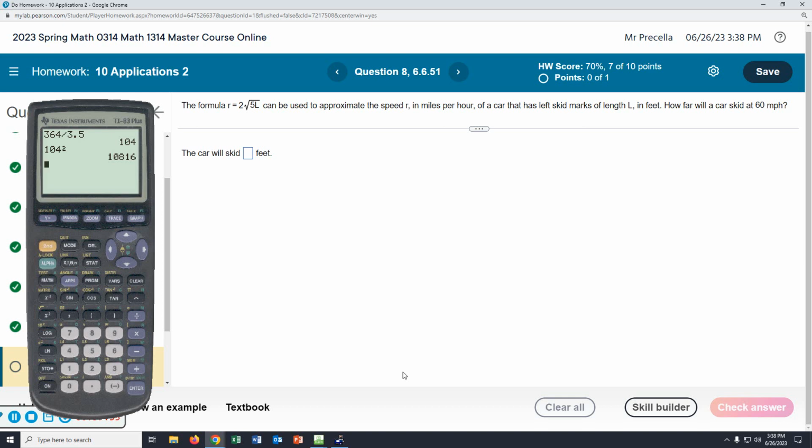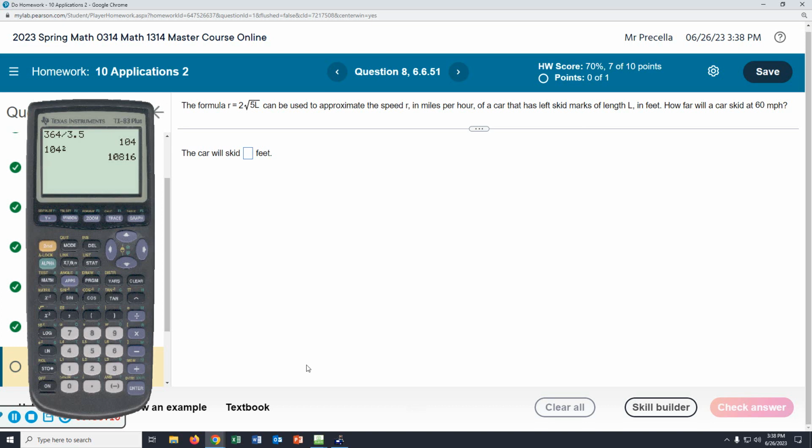The formula R equals 2 times the square root of 5L. Both of those are under the radical. The 5 and the capital L can be used to approximate the speed R in miles per hour. Wait, R is speed? Speed in miles per hour, mph, of a car that has left skids of length L in feet. So they're driving, they hit the brake, they start skidding. So L is the length of the skid marks.